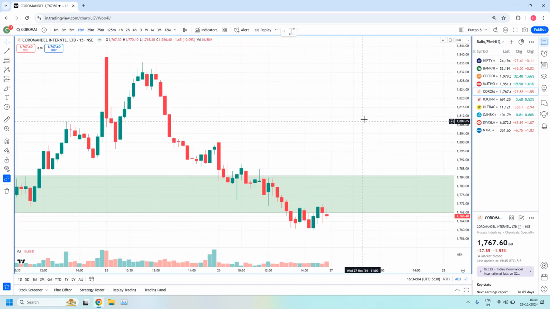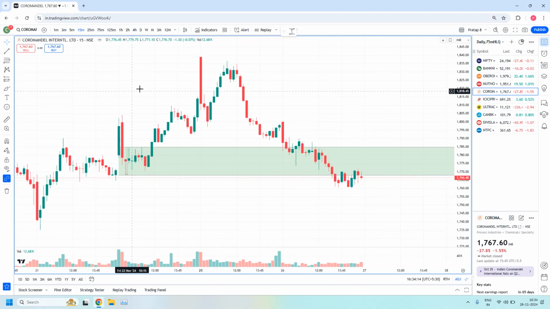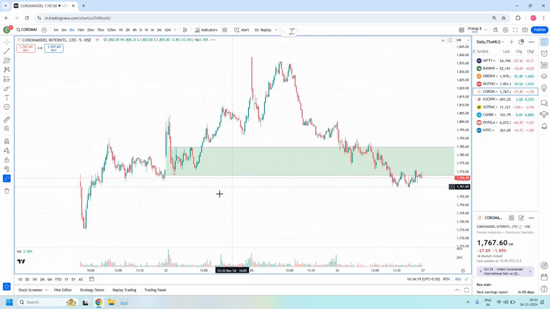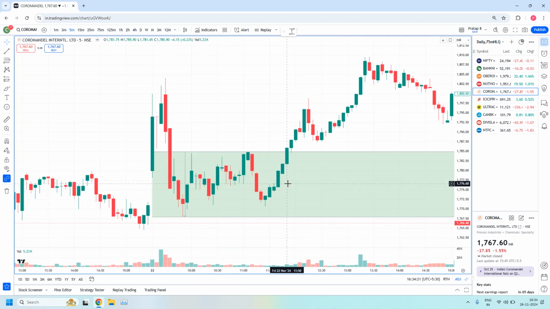Anyway, the zone is violated today. This is about Coromandel. And one more thing, we don't know this is a high liquidity zone. We are only guessing. It's a guess.